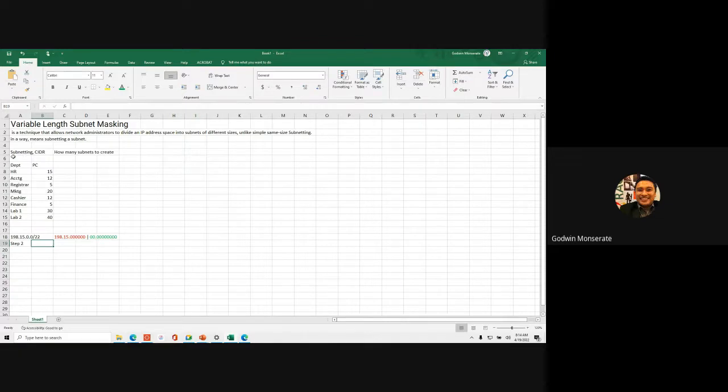So when computing CIDR or subnetting, we usually answer how many subnets to create. So meaning 1, 2, 3, 4, 5, 6, 7, 8, 9. So our requirement is 9 departments. So our step 3, okay, step 2, 3, 4, 5, okay?